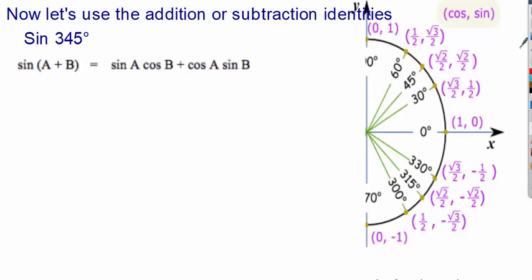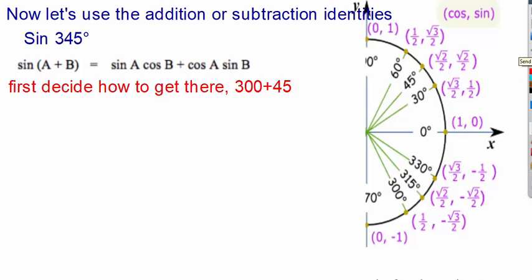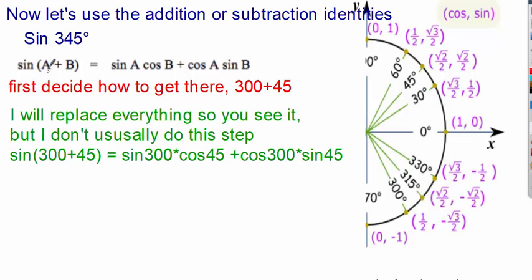The next ones we'll take a look at are addition and subtraction. They're in a different section on your worksheet. This is the equation for the addition property for sine. And for sine, we're going to use 300 plus 45. And if we use that, I don't usually write this step down, but you're absolutely welcome to. This is to keep track of where am I doing the sine or cosine of 30, where am I doing 45.